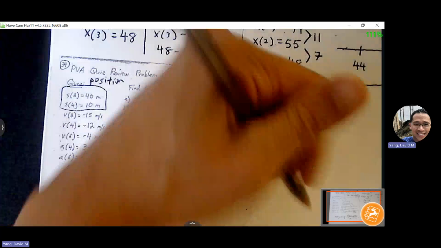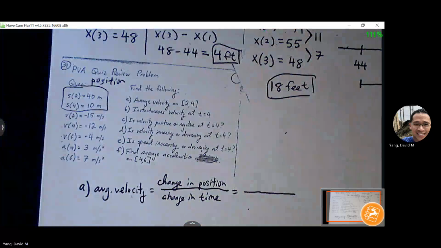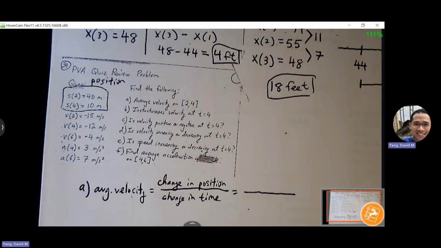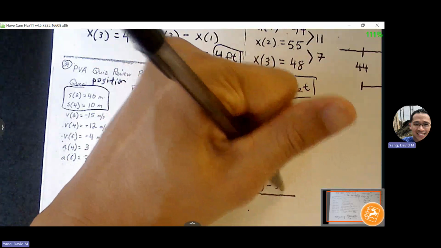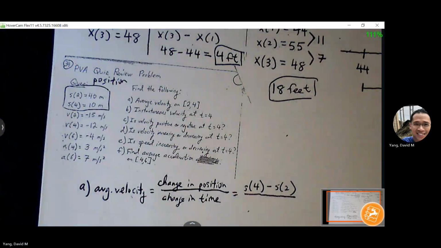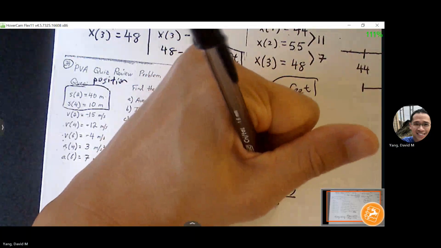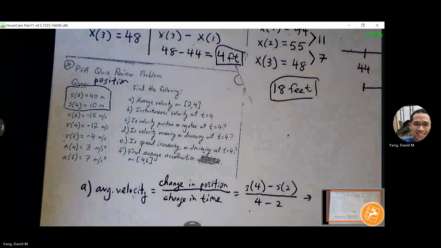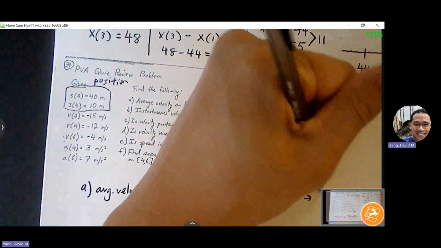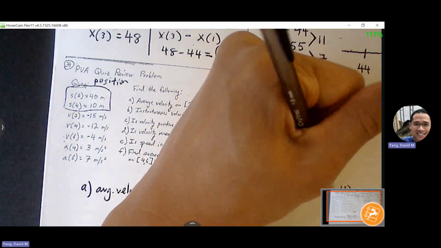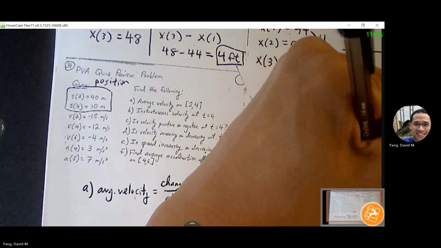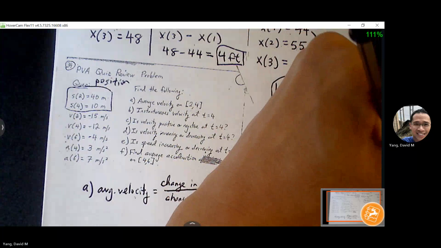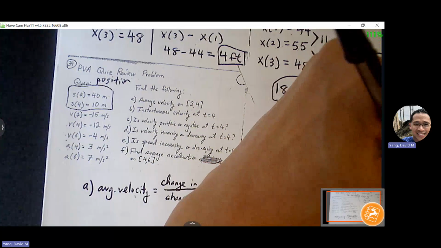So what would change in position look like? It'll be S of 4 minus S of 2 divided by what? Yeah, 4 minus 2. So 40 minus 10 divided by 2. 30 over 2 is 15. 15 meters per second.